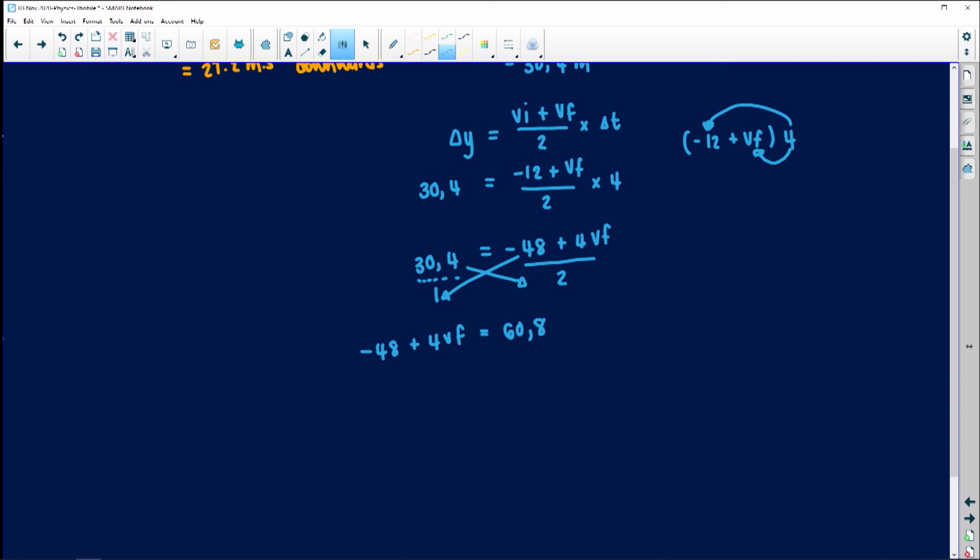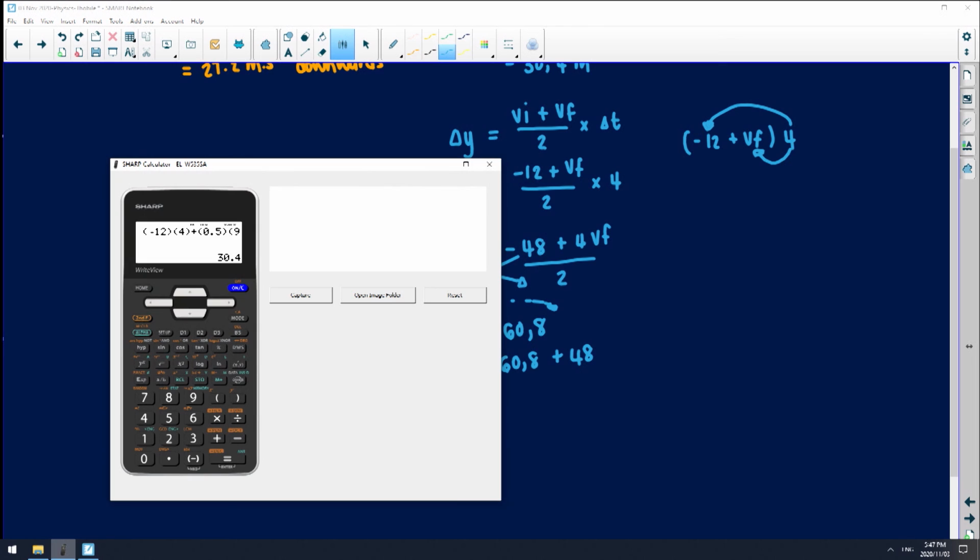Now I need to get VF by itself. I'm going to take this number and put it on the other side of the equation sign. I want to have like terms by themselves. Remember, if this is a negative 48 and it comes to the other side of the equation sign, it becomes a positive. I therefore have 4VF equals, the long way around, 60.8 plus 48. Let's add that. That I can't do in my head.